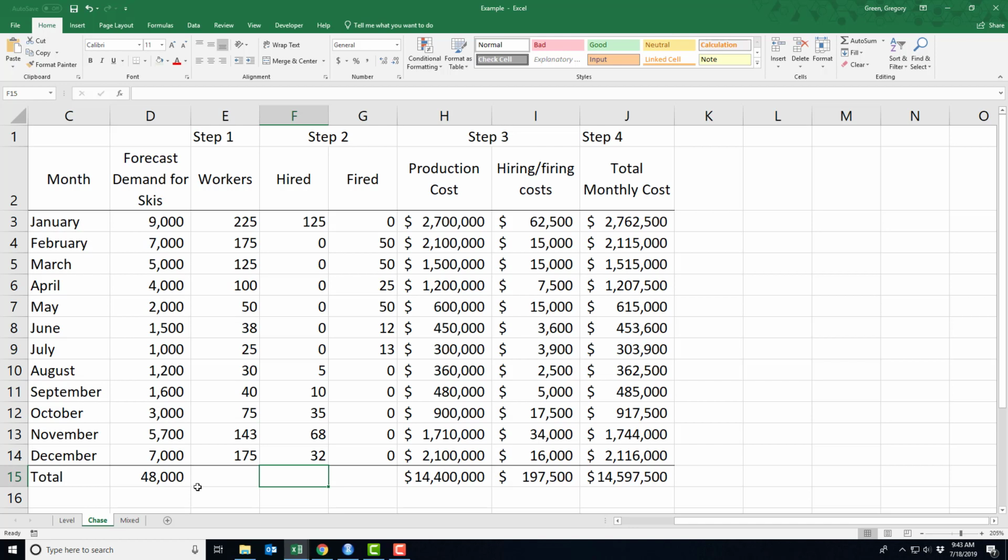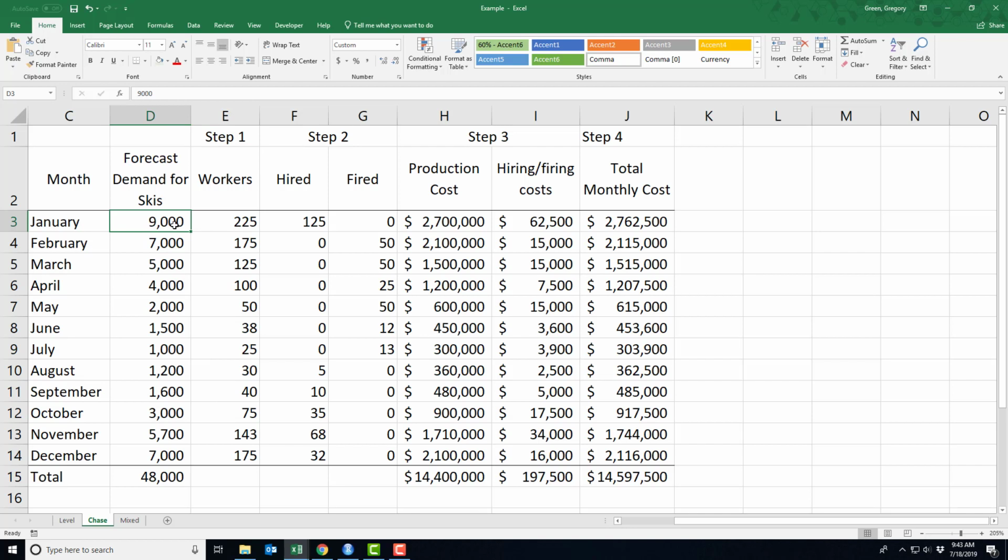Well, now we want to look at a chase method. And what we're trying to do here is very, very different. Here we are manipulating labor. We're hiring it, we're releasing it in an attempt to meet the demand for the product each and every month. Okay? So the steps here are slightly different than they were in the level method.